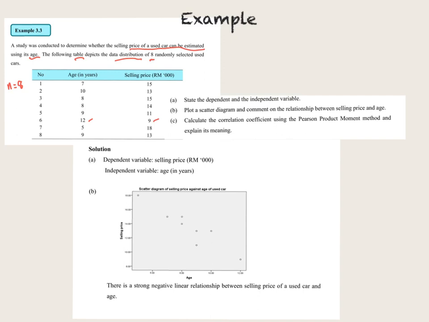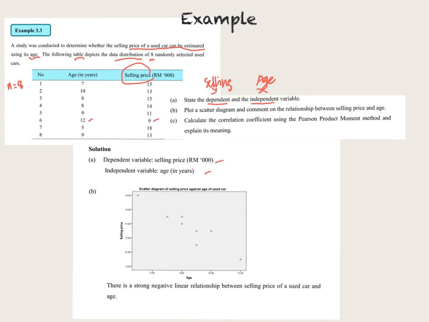And then first, A, state the dependent and independent variable. So the dependent variable is Y, the independent variable is X. Logically, selling price is Y, and X is the age of the car. Your selling price depends on the age of the car. If you use the car longer, like 10 years, 12 years, your selling price would be lower. So this actually means that selling price depends on the age of the car. So this is the answer.